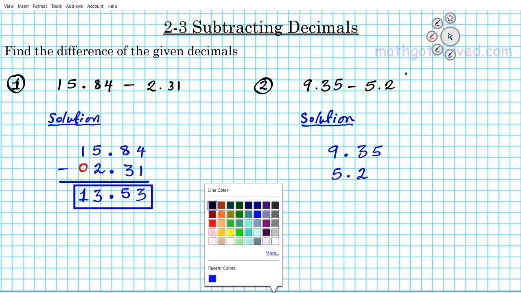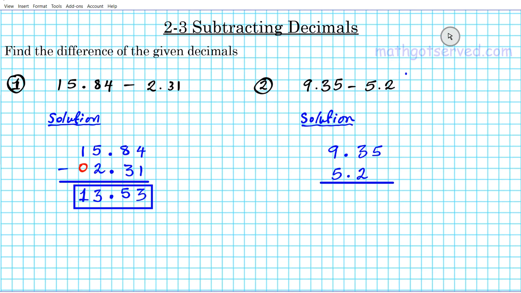Now we're going to compute the difference. Before we start, we want to make sure that we don't have any place value digits missing. If we have a missing digit in any of the columns, we just put a placeholder there. If you notice that in 5.2, which we're subtracting, there is no digit in the hundredths place, but 9.35 does have a 5. So we're going to put a placeholder right here so we can make sure that everything is perfectly aligned.